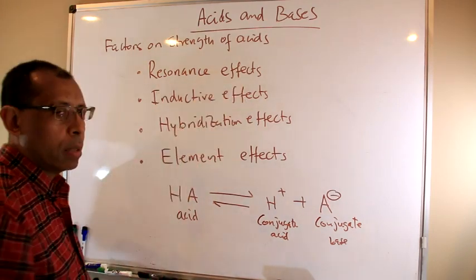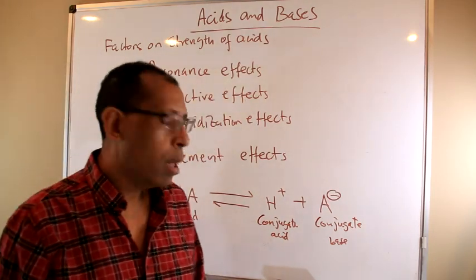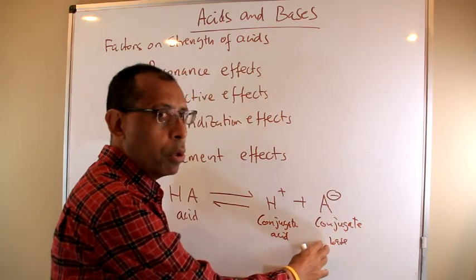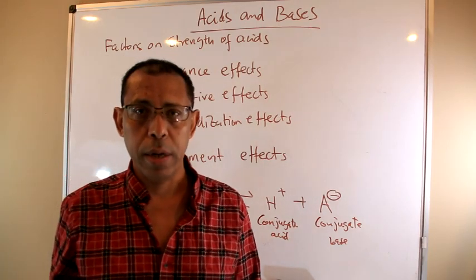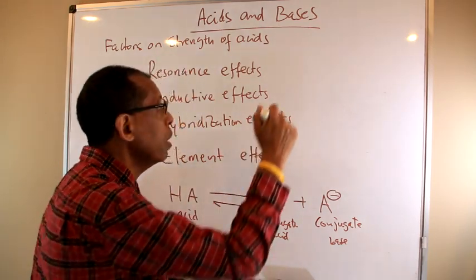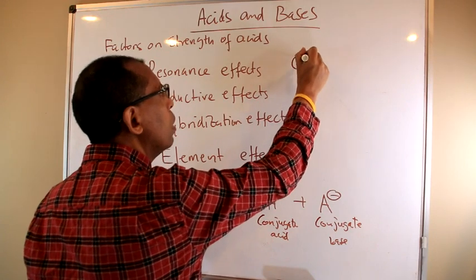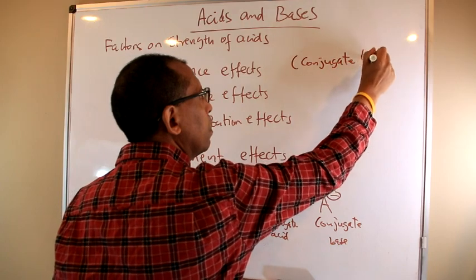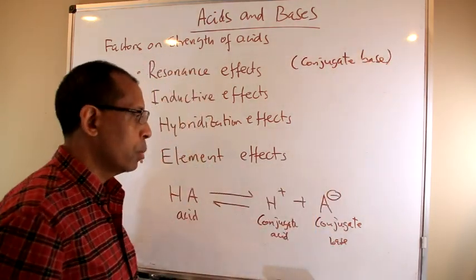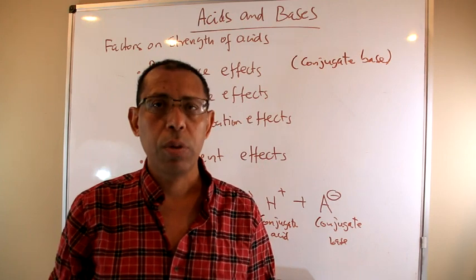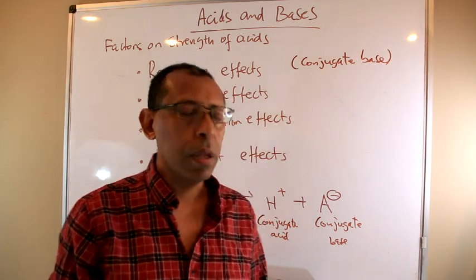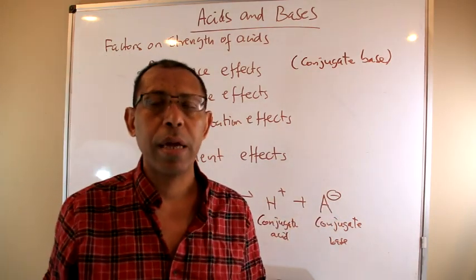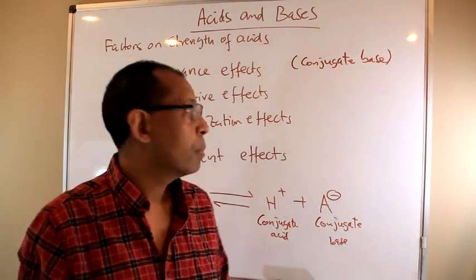First, resonance effects. When we say resonance effects, once the conjugate base is formed, is that conjugate base stabilized by resonance? So it's referring actually to the conjugate base. The conjugate base, is it resonance stabilized? That's what we are referring to. If that conjugate base is stabilized, that means this equilibrium is mostly shifted to the right. Therefore, the strength of the acid is higher.